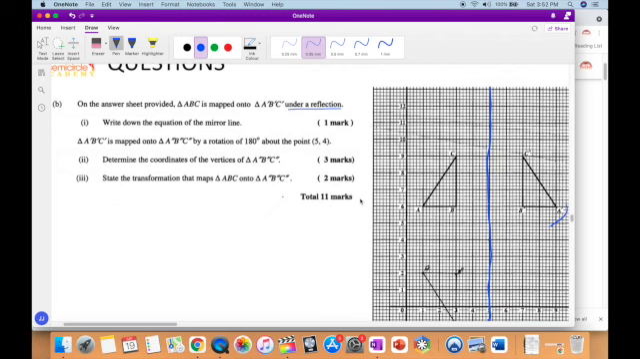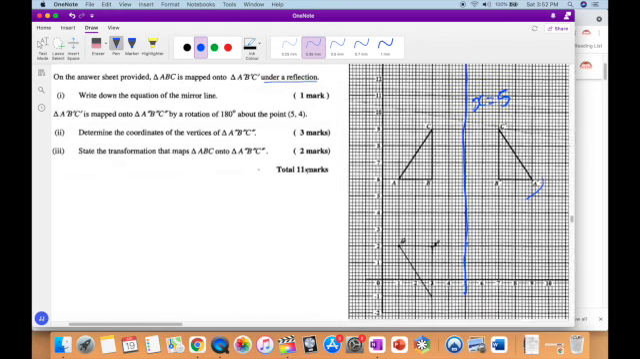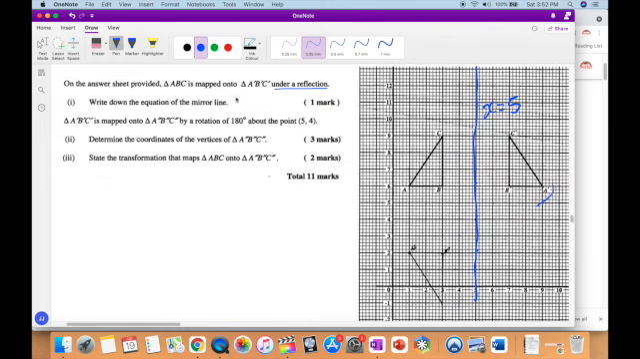Write down the equation of the mirror line. Well, I can see that this here is the mirror line, and it's a vertical line. A vertical line has an equation x is equal to 5. This is the line x is equal to 5. Every point on this line has x equal to 5, even if the y points are changing, right? So the equation of the mirror line is simply x is equal to 5.